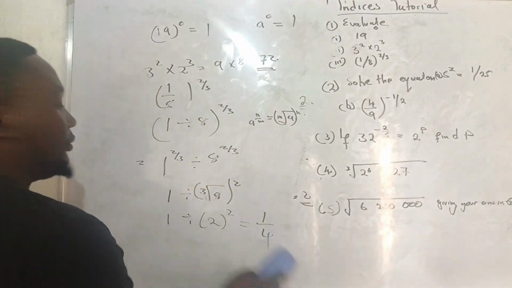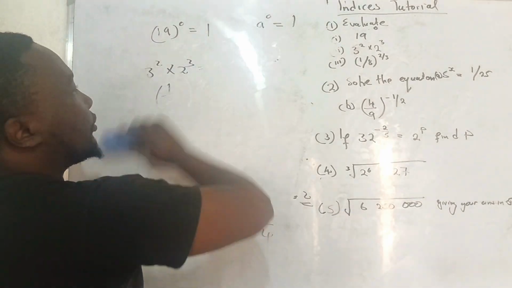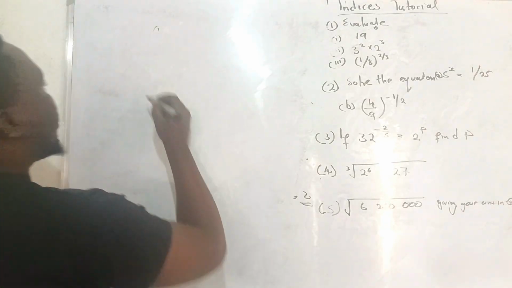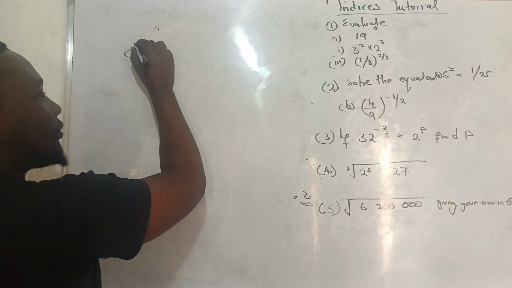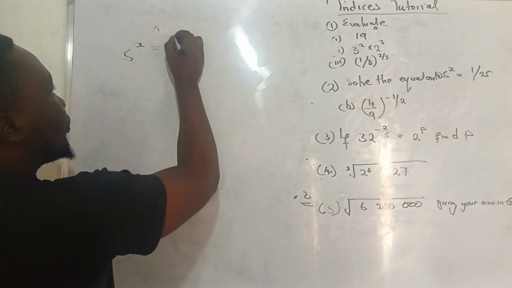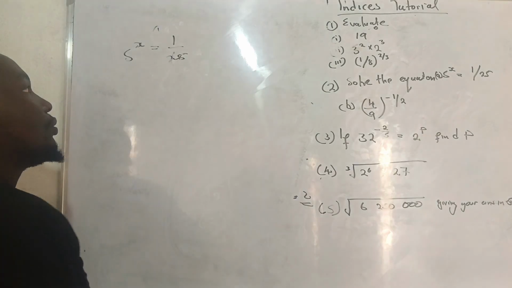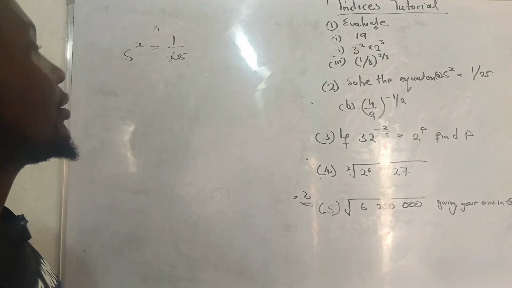Let's move on to another question. Solve the equation. 5 to the power x is equal to 1 over 25.